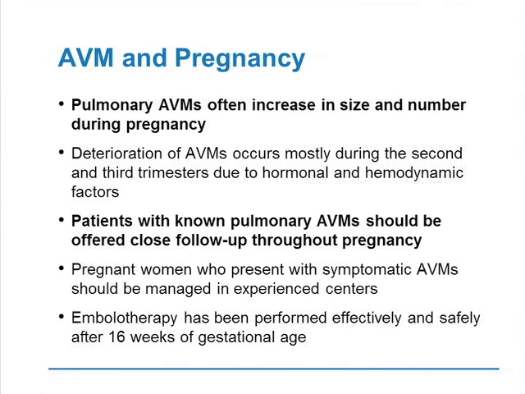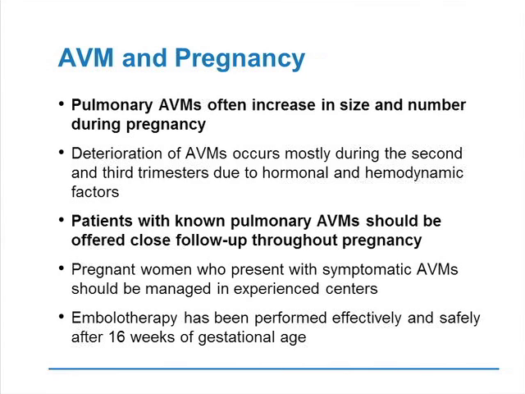So in other words, AVMs often increase in size and number during pregnancy, and these AVMs can deteriorate, meaning they can bleed or cause worsening hypoxemia during the second and third trimesters due to hormonal and hemodynamic factors. That's why patients with known pulmonary AVM should be offered close follow-up throughout pregnancy with high-risk OB. And these patients are best served by following at an HHT center, so that should issues happen, they know what to do. Pregnant women who present with symptomatic AVM should be managed at these centers, as I just mentioned.